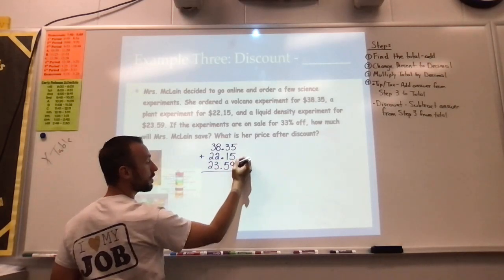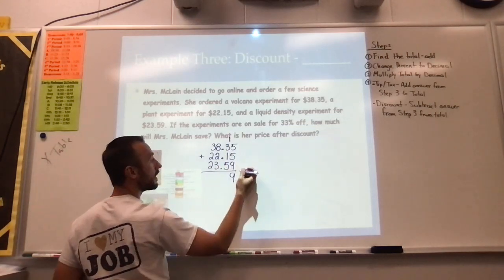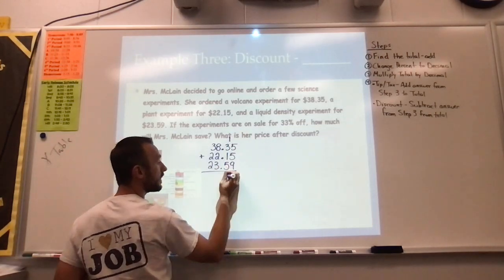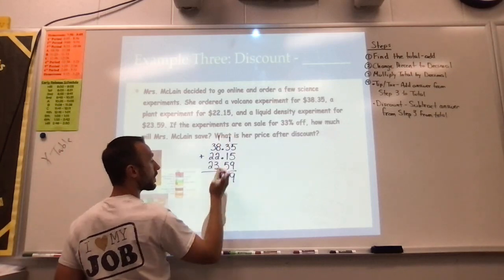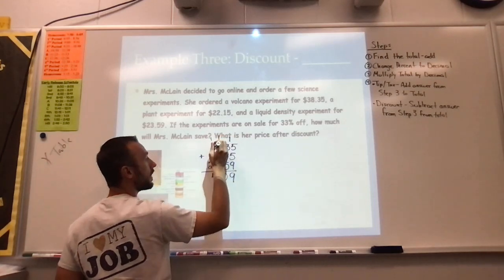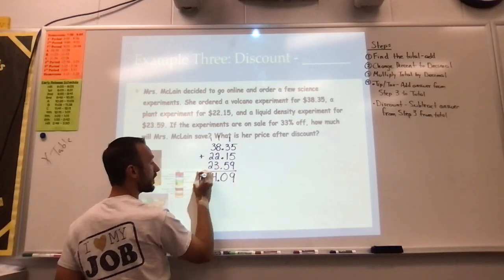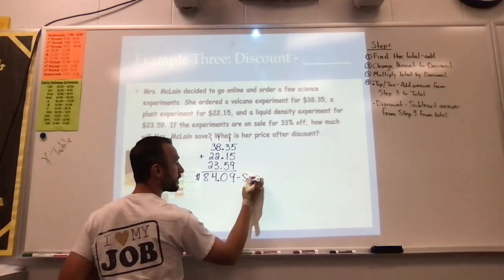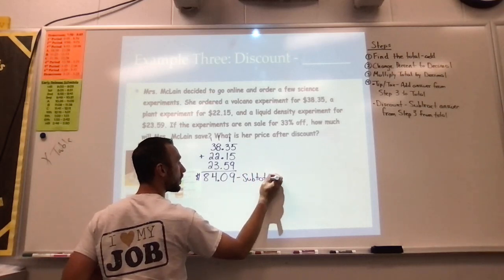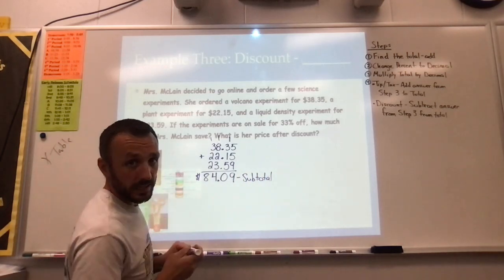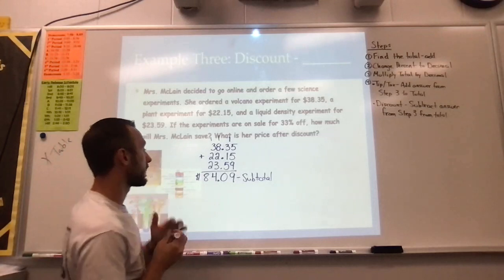5 plus 5 is 10, plus 9 is 19. Carry my 1. 6, 7, 8, 9, 10. Carry my 1. 10, 14. Carry my 1. 3, 5, 7, 8. Bring my decimal point straight down. So currently, Ms. McLean would spend a subtotal or a total of $84.09 to buy all 3 of those experiments.